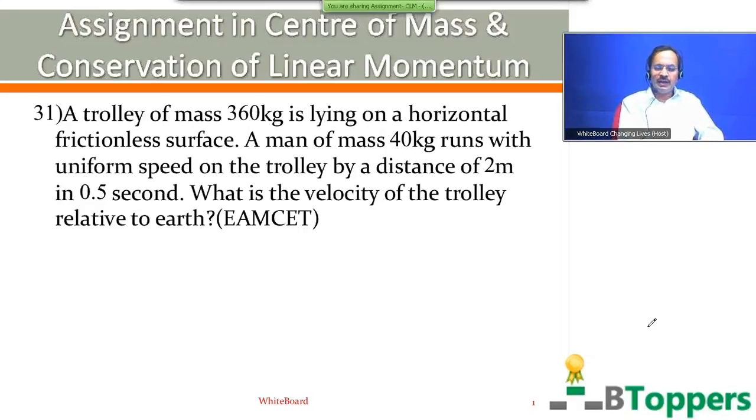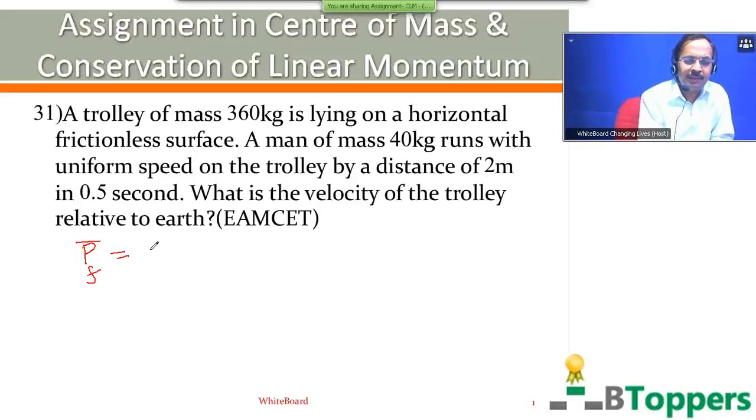So here we consider the trolley and the man together as one system. Here the weight of the system is balanced by the normal reaction force on the trolley by the frictionless surface. So there is no external force acting on the system. Therefore, momentum of the system remains constant. The final momentum of the system of the man and trolley after the man begins to walk on the trolley will be equal to the initial momentum of the system.